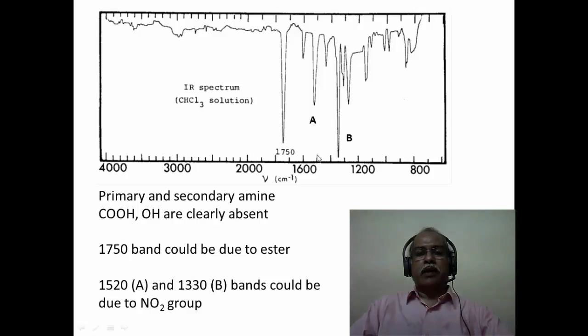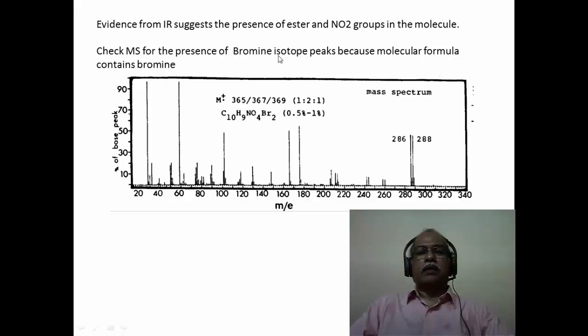In addition to that, if you look at the band which is labeled as A and the band which is labeled as B, for example, it corresponds to 1520 inverse centimeter and 1330 inverse centimeter. Such a sharp intense peaks which are A and B could correspond to nitro functional group. So the molecule might contain a nitro functional group. So there are two important information that one can get from this infrared spectrum. That is, the molecule has a saturated ester and it also has a nitro functional group probably in the system.